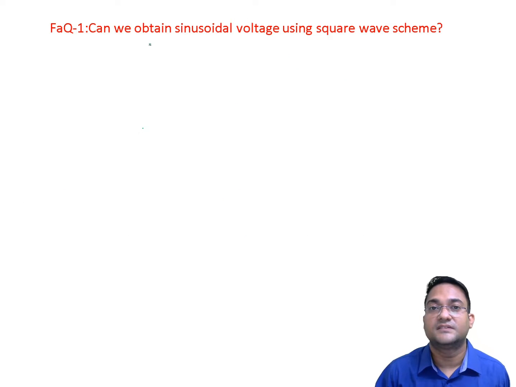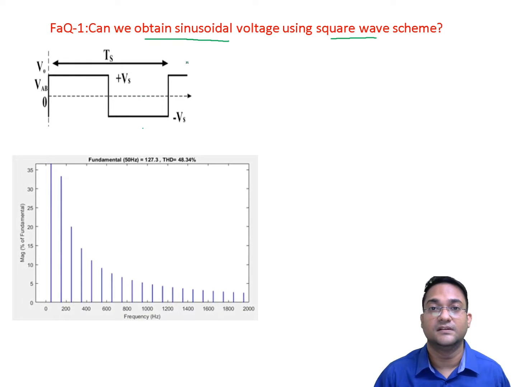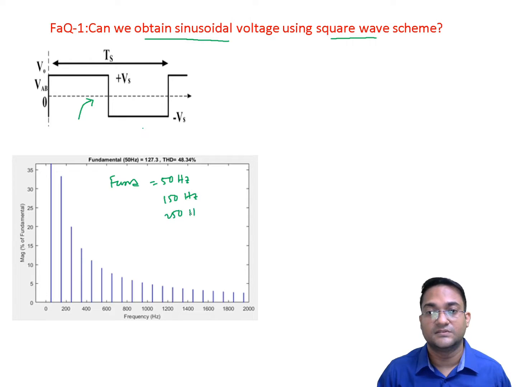Now let's try to understand how we can obtain sinusoidal voltage using a square wave switching scheme. What additional thing can we do to achieve this goal of sinusoidal voltage across the load terminal? The square wave switching scheme will give you at the output of the inverter a square wave voltage waveform. And if you analyze it in terms of Fourier series, as we saw in the last slide, it will have a fundamental component, let's say 50 Hz if we want. Then next will be the third harmonic, which is 150 Hz, then 250 Hz and so on.